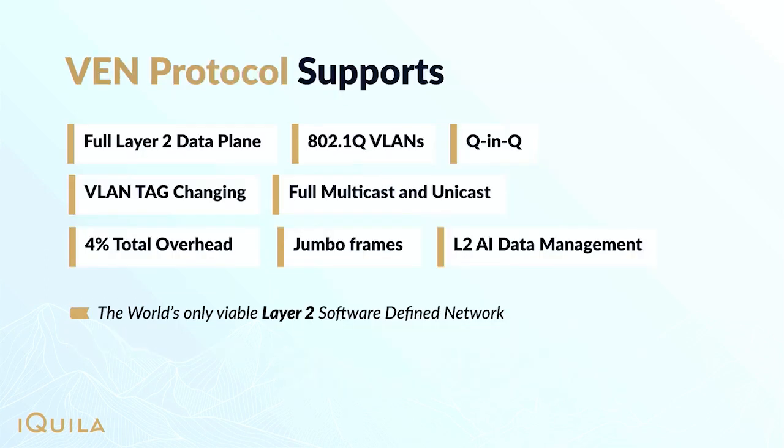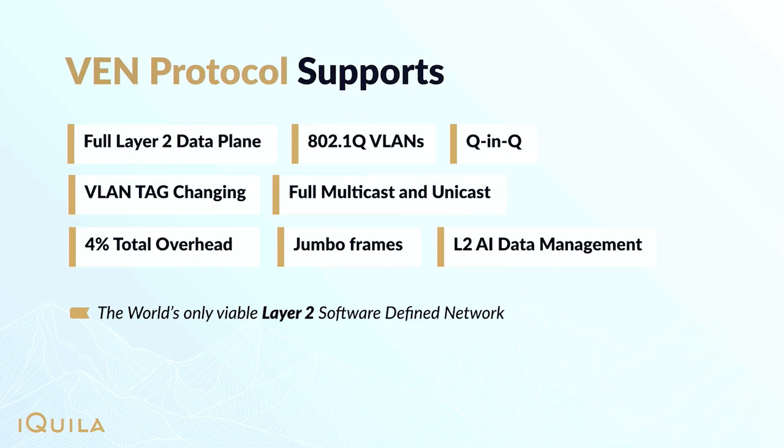802.1Q VLANs, just tag them through it. Again, with Q-in-Q, we actually have VLAN tag changing. So if you have a mismatch in VLANs at a different site, you can actually change the tag as it comes through the system. Full multicast and unicast. If you want to stream to multiple devices at the same time, multiple screens, not an issue. It's full multicast. You can broadcast to multiple screens at the same time.